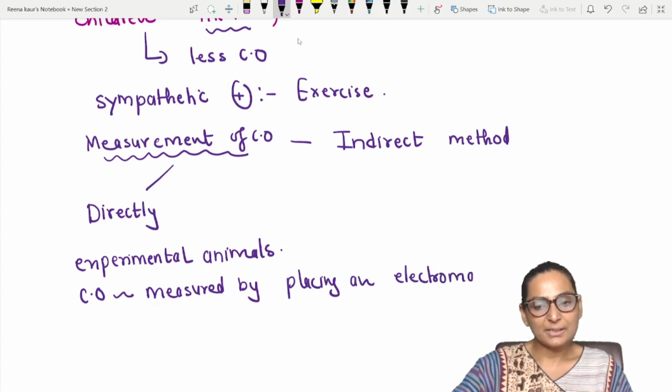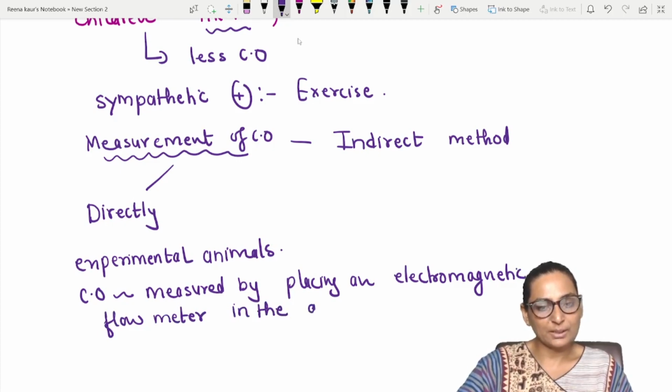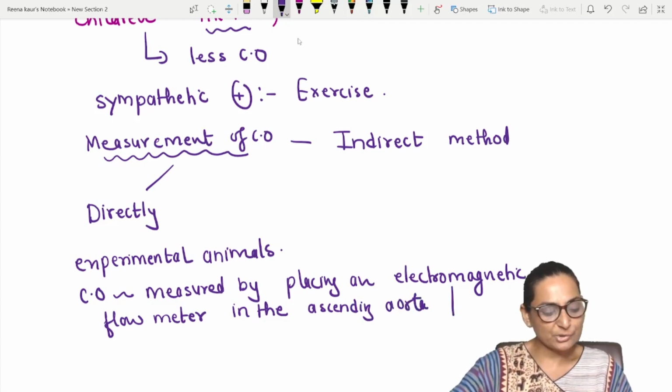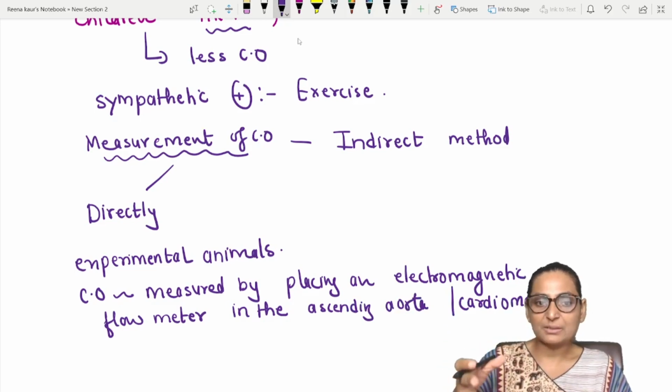So the cardiac output is measured by placing an electromagnetic flow meter in the ascending aorta, or you can measure it with something called a cardiometer. But again, since you are placing something directly, it is only done with experimental animals.